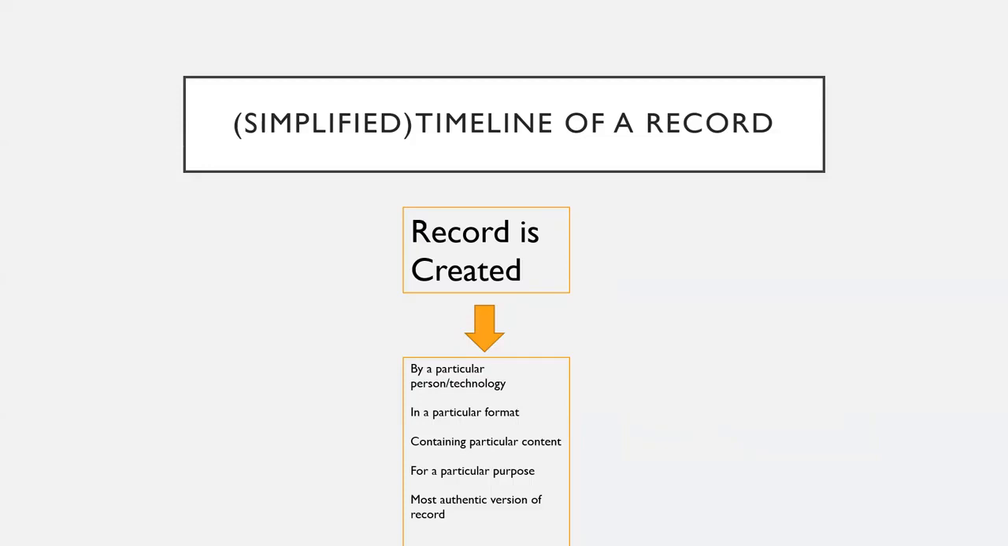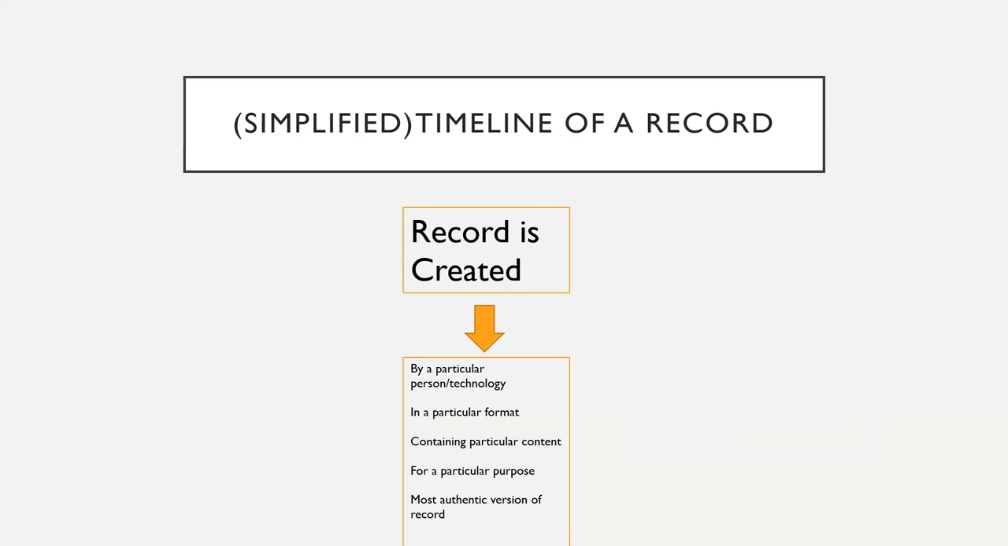And the record, when it's created, contains particular content. So the informational content of the record, the image, the text in a document, the sound recording, and other types of content that a record can contain. And so records are created for a particular purpose, so to serve a particular need for the person that created them. It could be an administrative need, it could just be created as a hobby, but there is some kind of purpose or need that results in records being created.